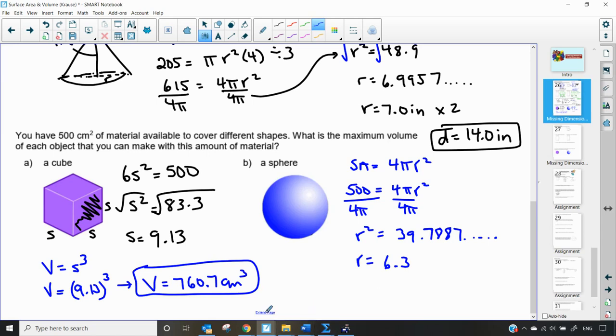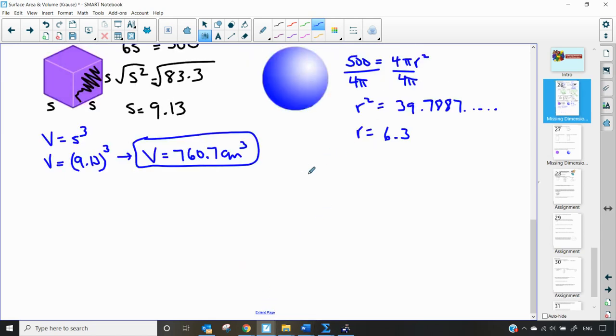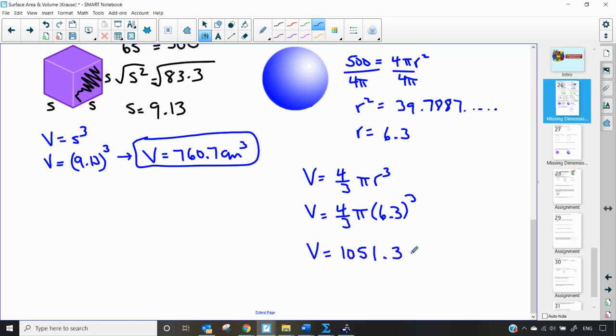Now from there, we're going to use this amount to find our volume. So volume is going to be 4/3 pi r cubed. And so that gives us 4/3 times pi times 6.3 cubed. And again, keeping everything exact on our calculator, we should end up with 1051.3 centimeters cubed.